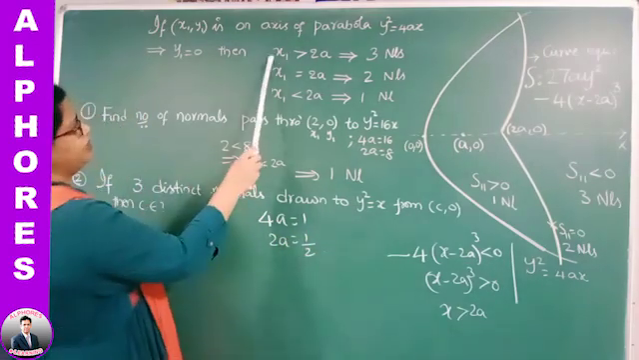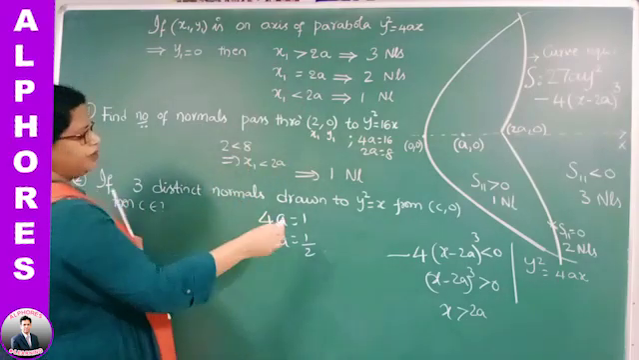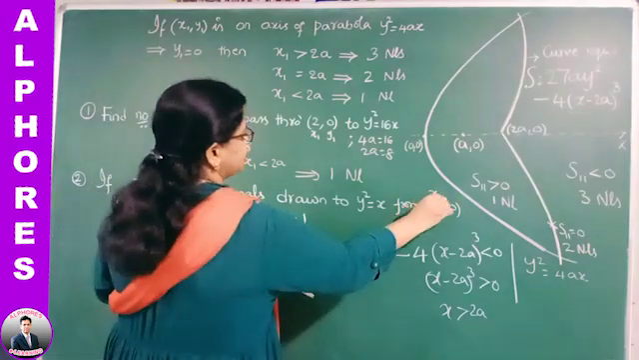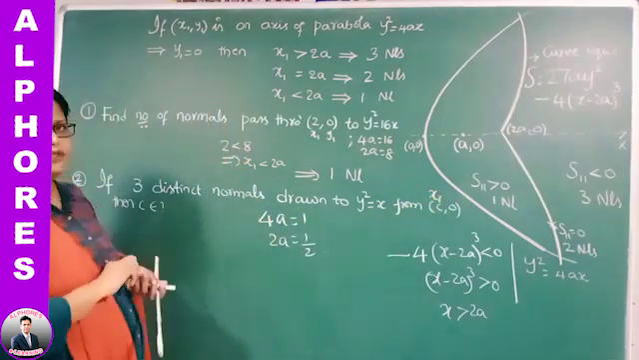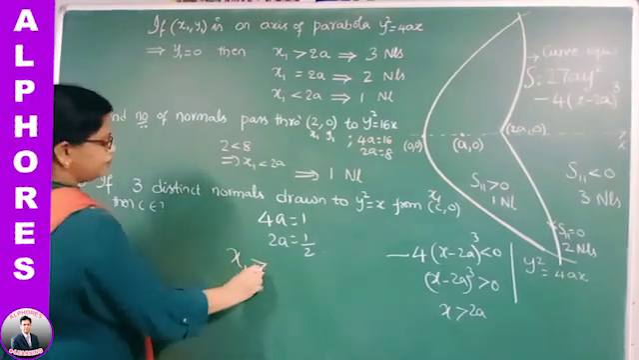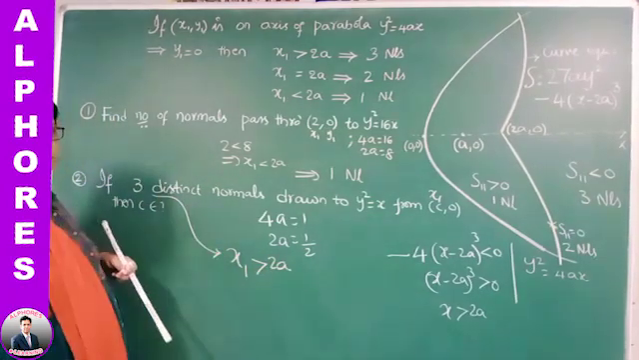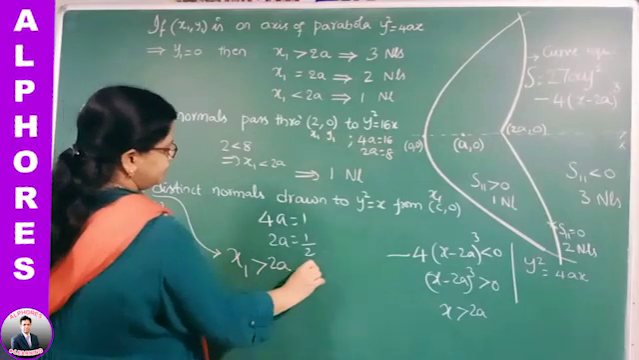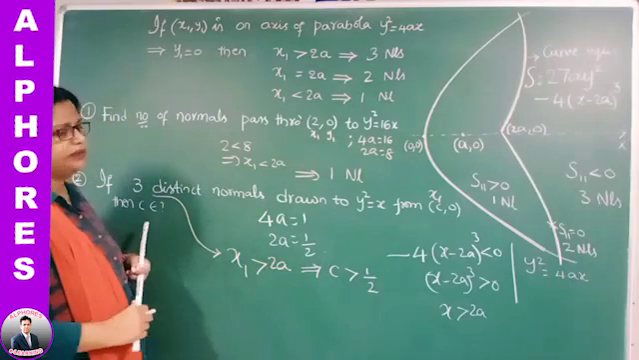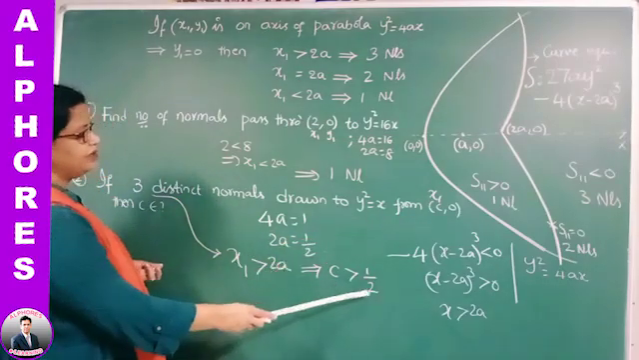Now three distinct normals means x1 is greater than 2a. Therefore in place of x1 we are having c. So this is our x1 value, and that is nothing but the c value here. Therefore x1 has to be greater than 2a for three normals. This is the condition, and if you substitute, c must be greater than 1 by 2. So this is x1 value c, and 2a means 1 by 2.